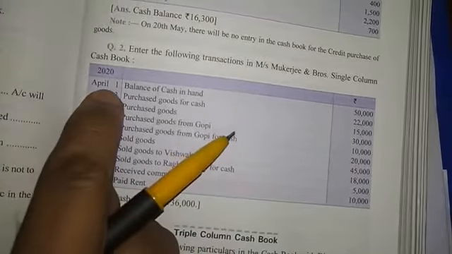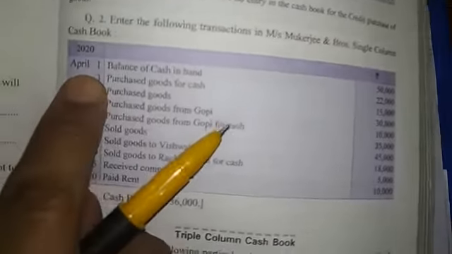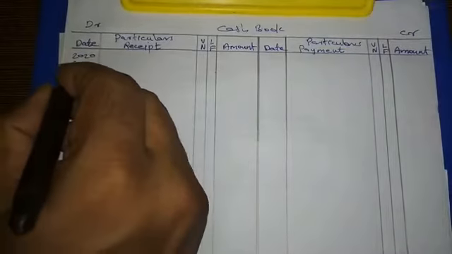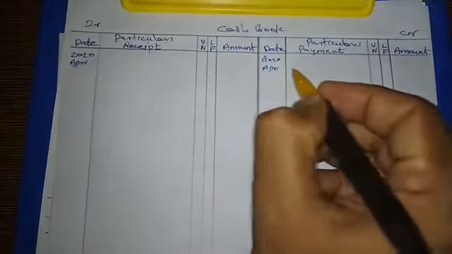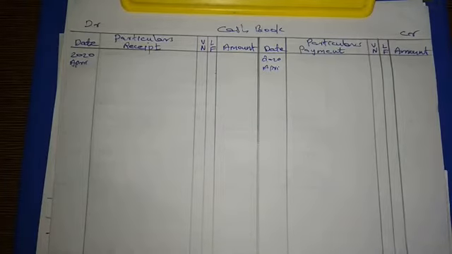First of all, the year. In the date column, year and month we have to mention here: 2020 April. This side also 2020 April. I cannot show the question as well as the answer simultaneously. That is why you have to see the question from your textbook. The answer only you can see from this video.